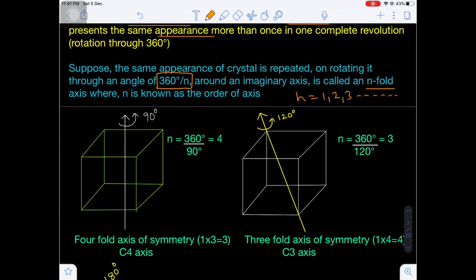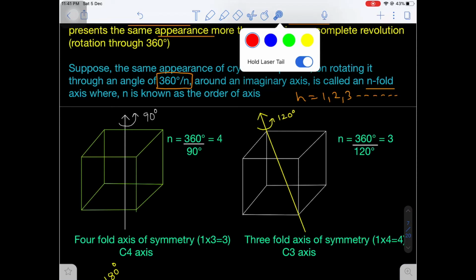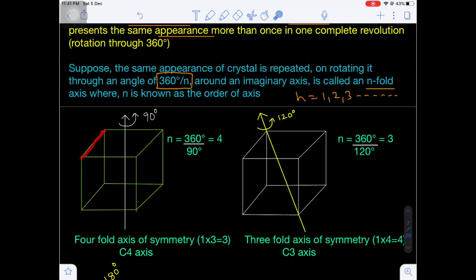Let's suppose I am taking one unit cell here. I am taking one crystal here. So this is a cubic crystal. In this cubic crystal, I am taking two opposite faces. This is the first face and this is the second opposite face. And I am assuming one imaginary axis which passes through the center of the crystal as well as the center of the surface of the two opposite faces. If you rotate this crystal by 90 degrees, for each 90 degrees you will get the same identical structure.